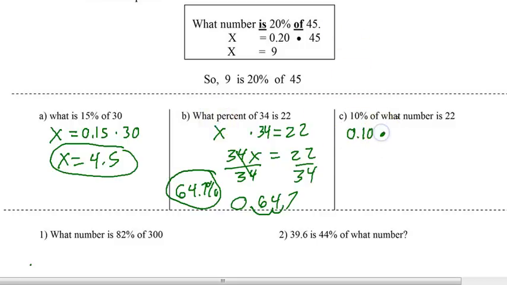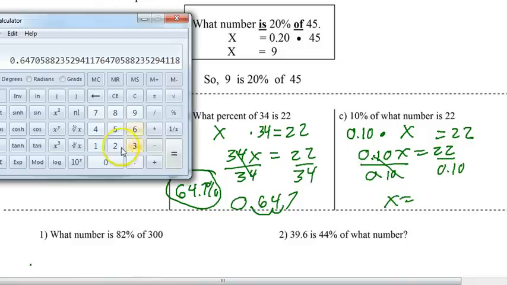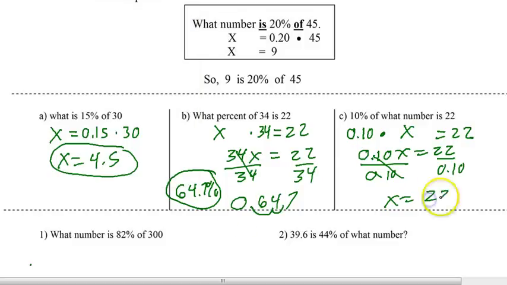Alright, so next one, convert it to a decimal. Of is multiply. What number? That's x is 22. So this gives us 0.10x equals 22. Divide. 22 divided by 0.1 is 220. And just remember, on this one, we're converting our percents into decimals. So if you get an answer that wants the percent, you must convert it back into a percent.